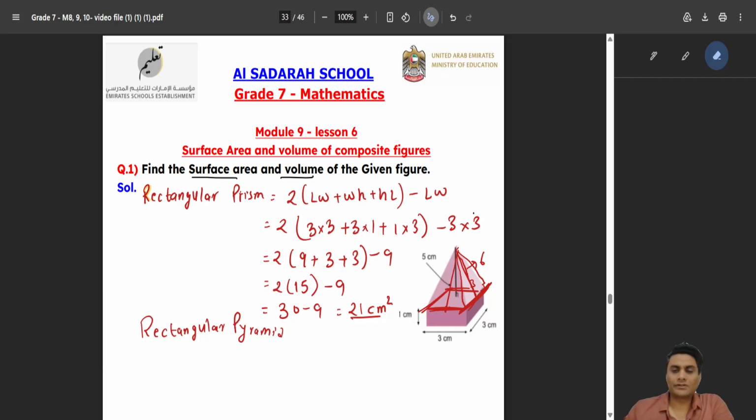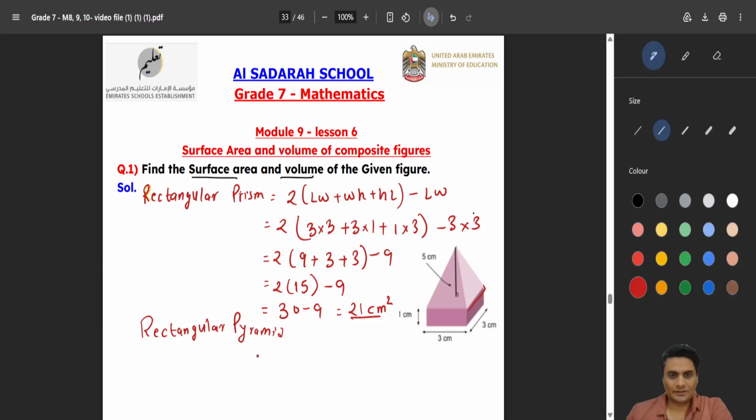So because the base and the height of all the four triangles is the same, we will just do 4 times the area of one triangle. That will be base times height divided by 2. So 4 times, what is the base? Base will be 3, correct?